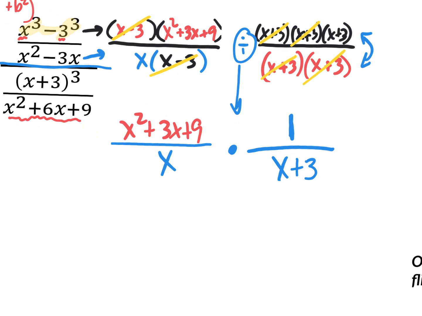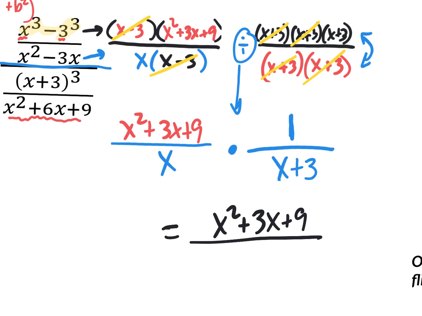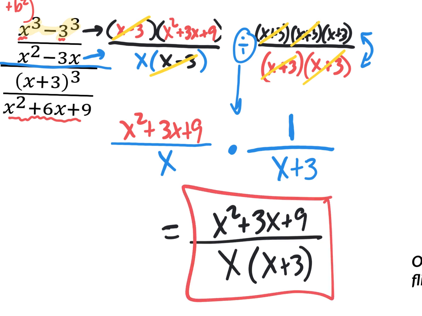Whenever you do have two fractions and you're multiplying, you multiply the top with the top and the bottom with the bottom and write your answer as one single fraction. So your answer will be x squared plus 3x plus 9 over x times x plus 3. This is your answer right there.